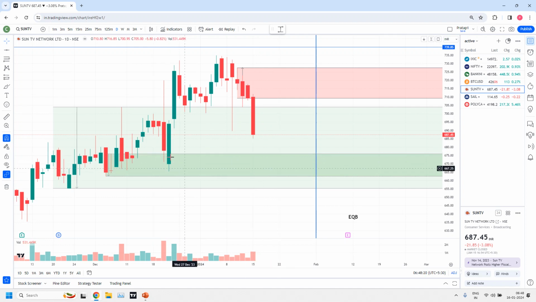But this zone is already tested. Once a zone is tested, can we use that zone for our trading purpose? No, we will not be using it if the zone is not fresh. But there is also an exceptional scenario.